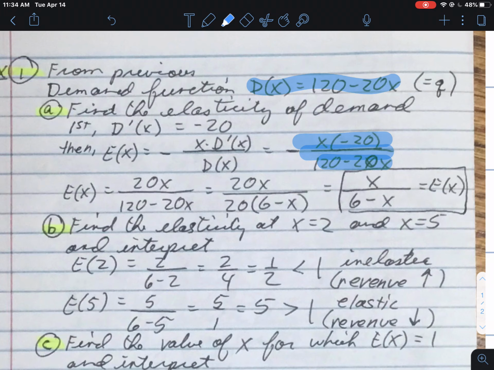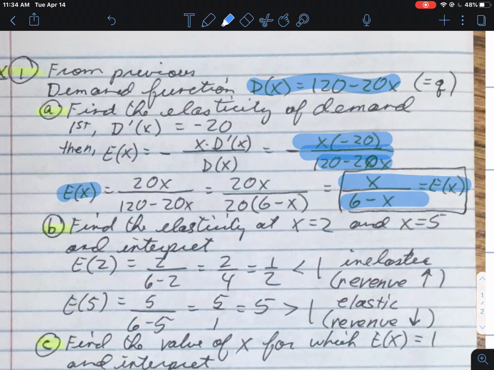And then all I did from there is simplify. I've got the two negatives giving me a positive 20x over 120 minus 20x. Then I factored out the 20 in the denominator and divided out the 20 to give us E of x equal to x over 6 minus x. So that was just simplification once I plugged it into the formula.